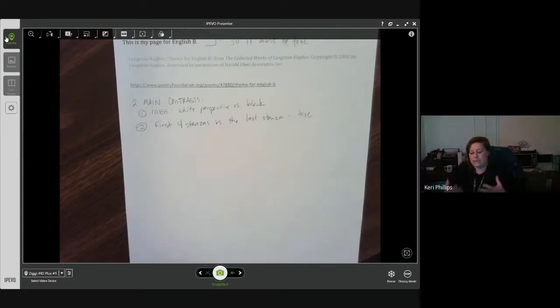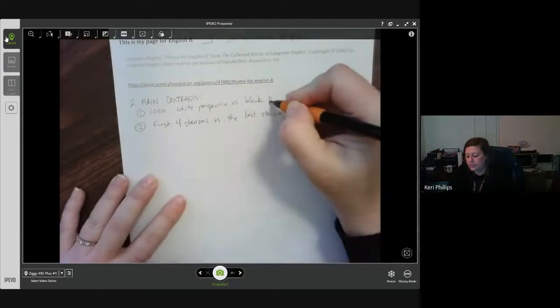But ultimately, by the end here, going through, breaking it up, trying to see what's going on, I'm able to see that there are two contrasts going on. And not every poem is going to be like this. I picked this one specifically because one of the contrasts should be really obvious: the white perspective versus the black perspective.